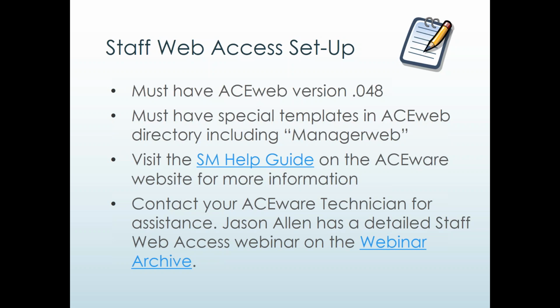For setup for Staff Web Access, you must have ACEweb version 0.48, and there's special templates that you'll need to download, and one in particular is called Manager Web. And of course, the Student Manager Help Guide on the ACEware information website will be able to give you that information. And of course, contact your ACEware technician for assistance. Jason has an awesome webinar that goes into detail about Staff Web Access as well, and it's in the webinar archive.